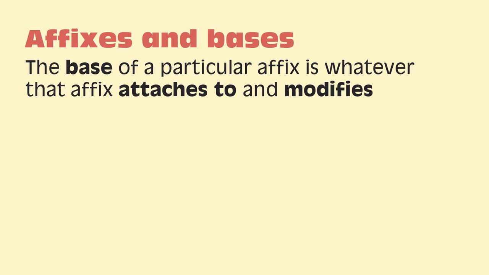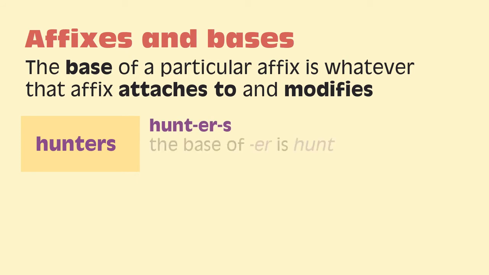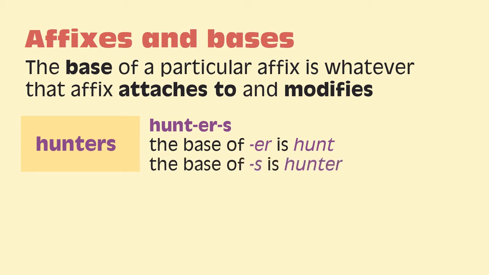Consider the word hunters. There are two affixes here, -er and -s. The affix -er attaches to the root hunt, creating hunter. So the base of the affix -er is hunt. The affix -s attaches to hunter. It takes hunter and makes it plural, hunters. So the base of the affix -s is hunter.